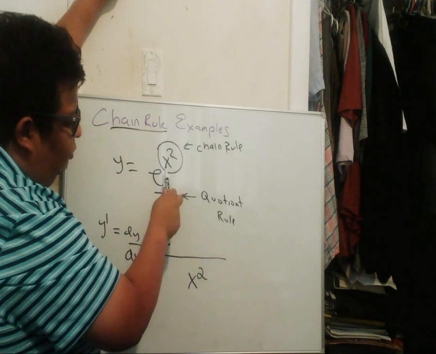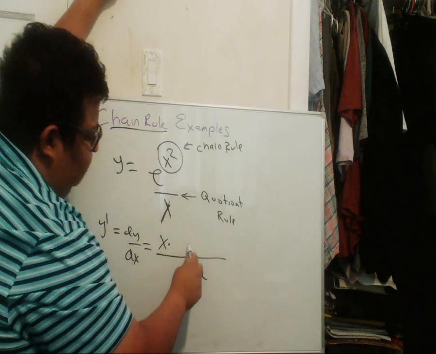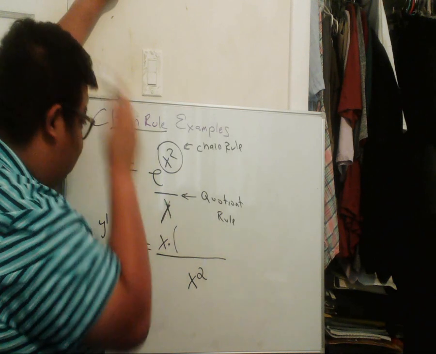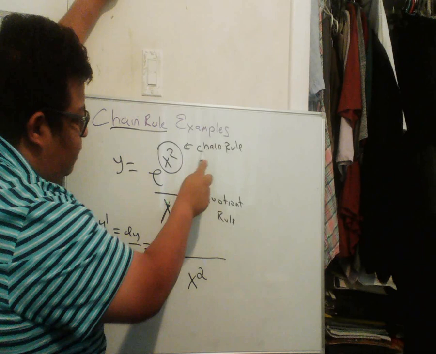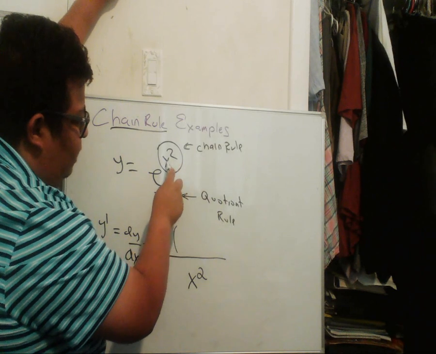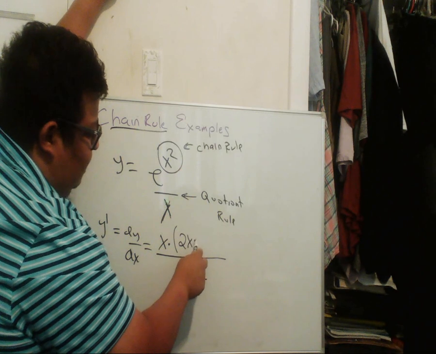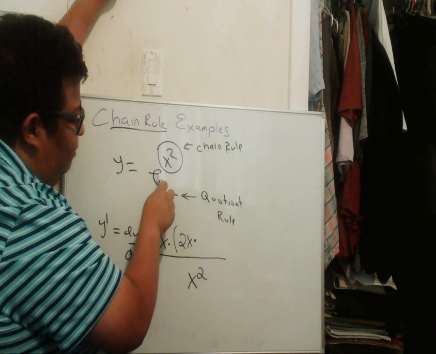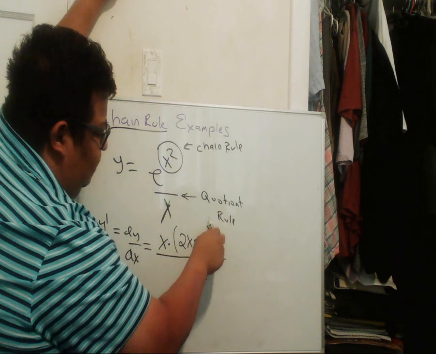So what's the derivative of the top? We need to use the chain rule. What's the derivative of e to the x squared? First take the derivative of the inside: the derivative of x squared is 2x, times the derivative of the outside. What's the derivative of e to the something? It's just e to that something, which is e to the x squared.